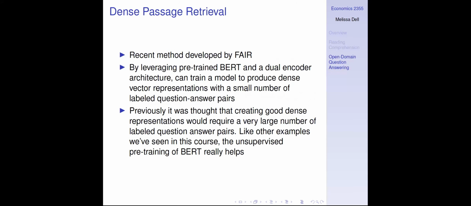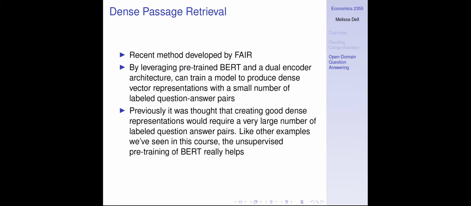And so now the state of the art on this is something called dense passage retrieval, which comes from a 2020 paper by Facebook AI Research. The idea behind this is that people knew the problems with these sparse representations, but previously people thought that in order to create good dense representations, which can account for complex vocabularies, it would require a very large number of labeled question and answer pairs. And that just doesn't exist.